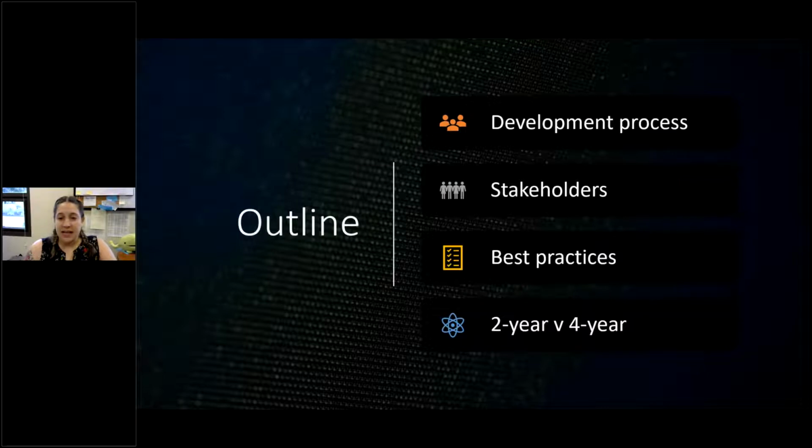First, I want to discuss the development process of curriculum, followed by who is concerned with the process. We will discuss best practices for curriculum development and end with how two-year universities should work on transferability to four-year universities.